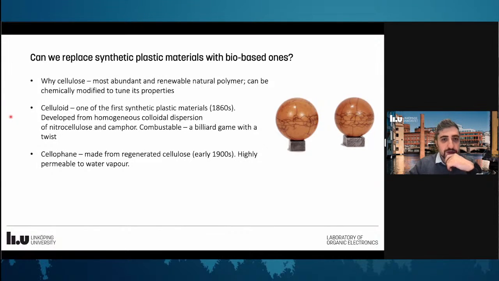So if we look a little bit back into the history of polymers, actually, one of the first synthetic plastic materials was based on cellulose, and it was called celluloid. It was developed in the middle of the 19th century, based on nitrocellulose, the reaction of nitrocellulose and camphor. And the original idea why they developed celluloid was to replace billiard balls, because billiard balls at that time were made of ivory, and of course they wanted to replace this. And they successfully did it. They used celluloid to make billiard balls.